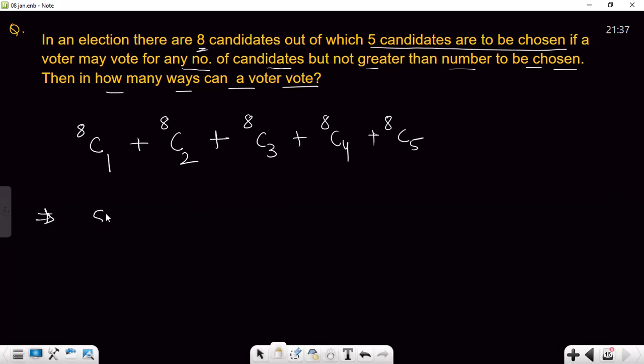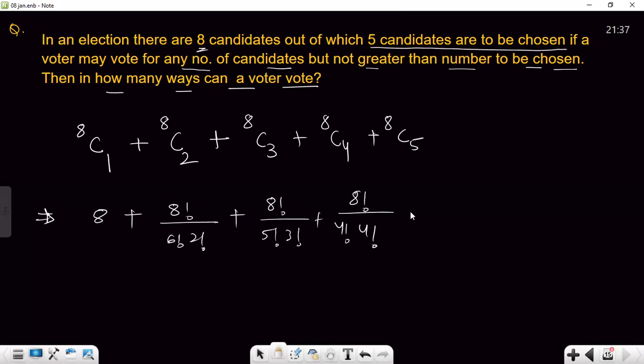8C1 is 8, 8C2 is 8 factorial upon 6 factorial into 2 factorial, plus 8C3 is 8 factorial divided by 5 factorial into 3 factorial, plus 8C4 is 8 factorial divided by 4 factorial into 4 factorial, plus 8C5 is 8 factorial divided by 5 factorial into 3 factorial. So this and this are equal.